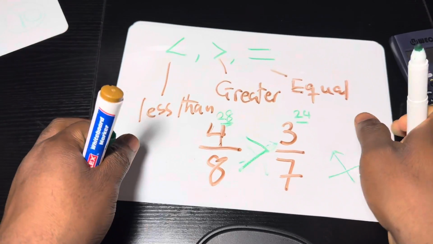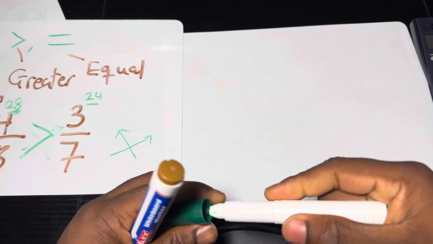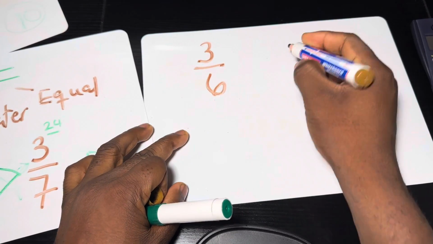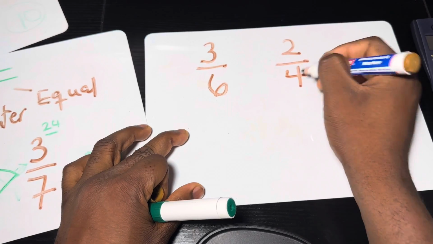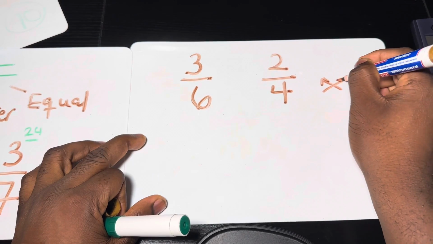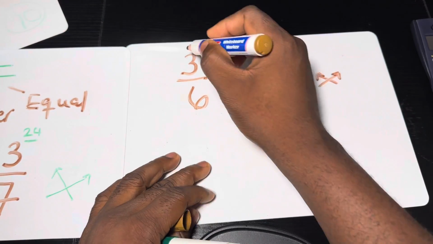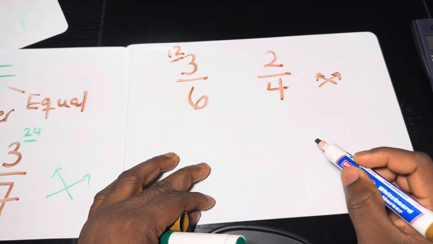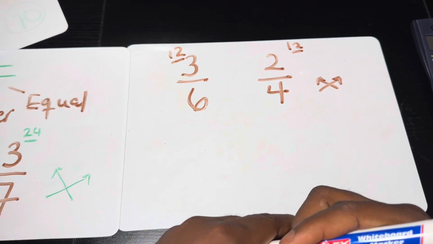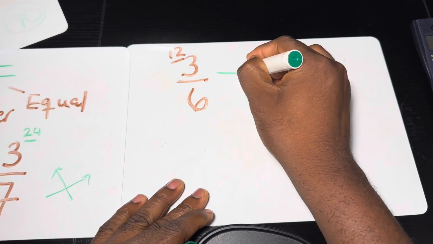Now let's try another example. If we have 3 over 6 and 2 over 4. As I said, you can use your cross multiplying. You can draw that here, so you know that number is going to multiply that. And that gives you your new top number here, which is 12. The new top number here also gives you 12. And so between these two fractions, what sign do we use? Since 12 is equal to 12, we use the equal sign.